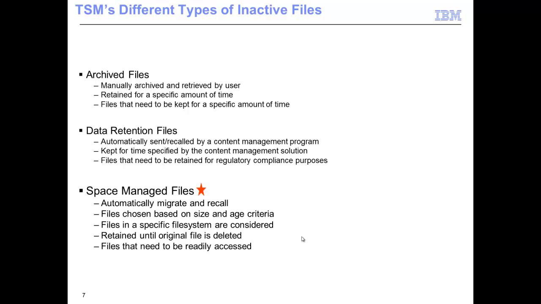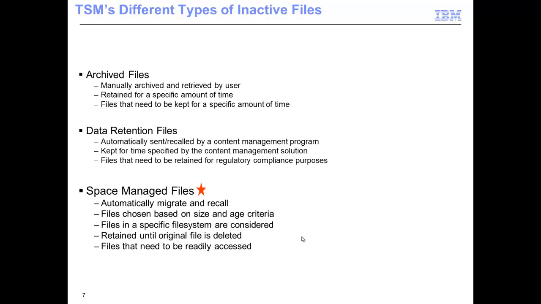What we're focusing on is the space managed files. And what this does, once again, is it goes out to the production servers, it identifies files that fall into a specific category, it migrates those to the Tivoli Storage Manager server, and these files, once they've been migrated to the Tivoli Storage Manager, are kept until the original file is deleted off of the primary server.